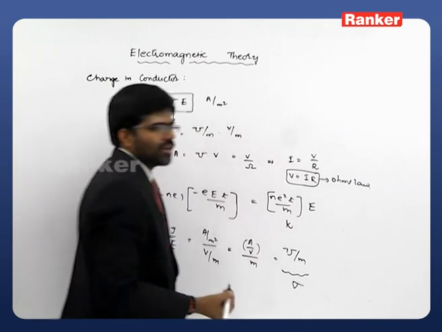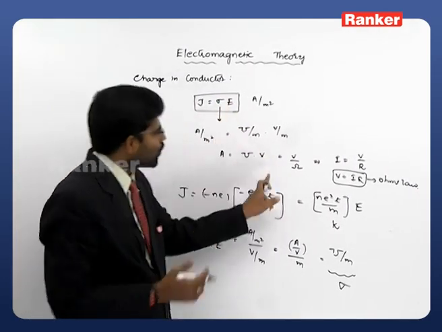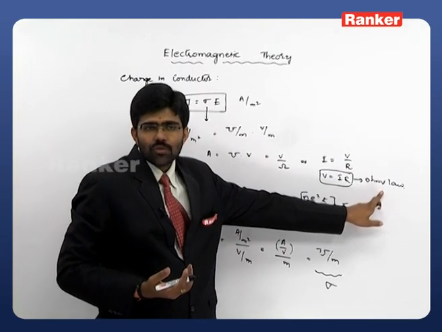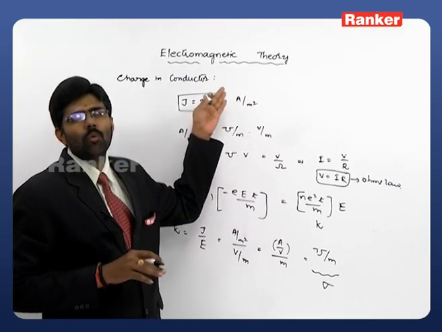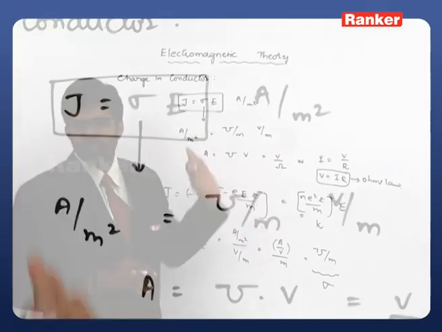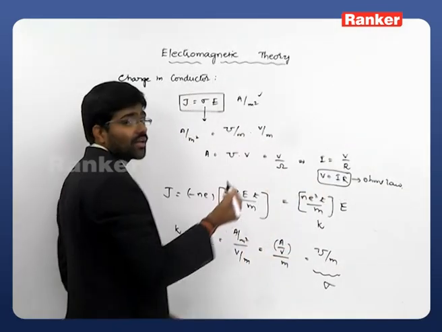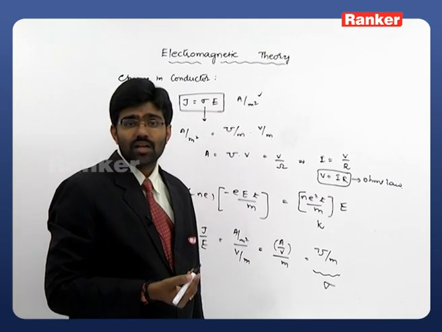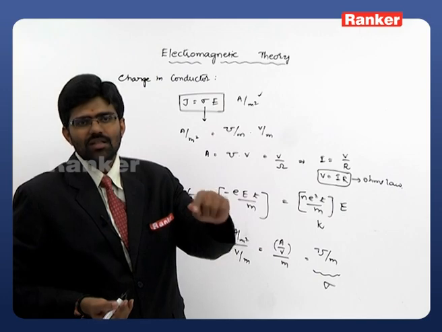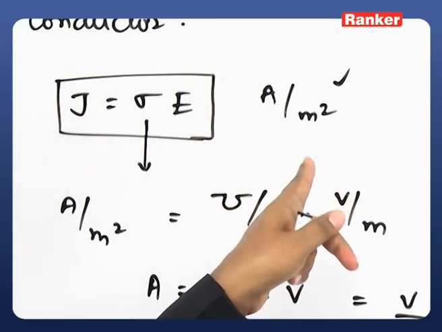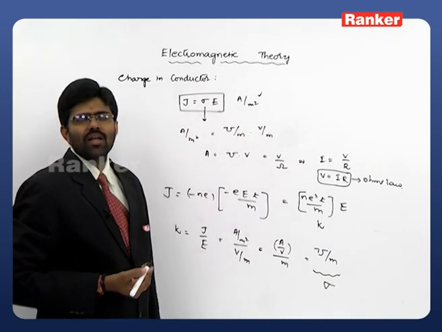Now clearly, if we take J equals σE, and after analysis what we are getting is Ohm's law. So J equals σE is also called Ohm's law in point form, which is applicable for electric fields. Clearly this Ohm's law is suitable for conductors, which we are considering in our electrostatics. Whenever a charge is placed in our conductor, this Ohm's law is satisfied. That's why J equals σE is called Ohm's law for electric fields.